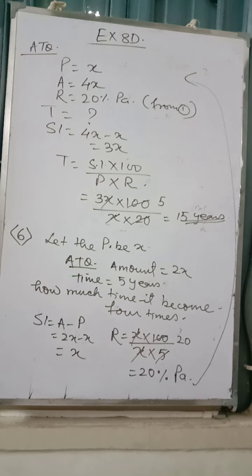There are 2 sums. In the first sum, you have to get the rate of interest, and in the second sum, you have to implement that rate of interest. Okay.